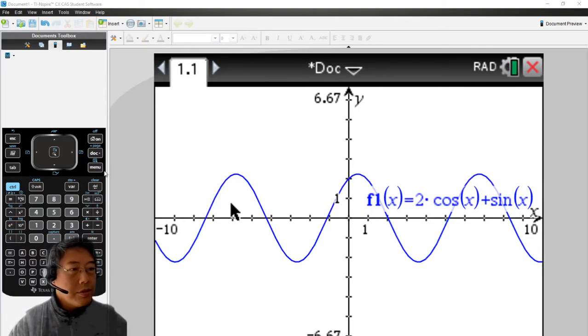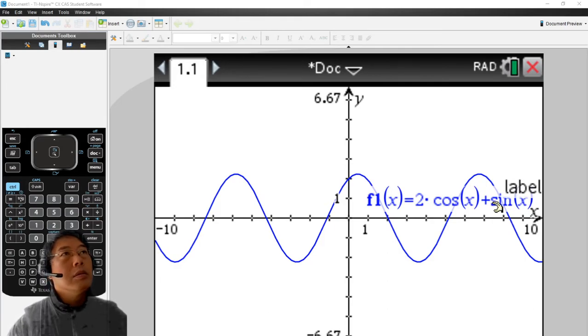Now I need to know, anyway, I'm just looking at the function. The period is going to be 2 pi. Has to be, because they both have a 2 pi period. So, well, hang on.